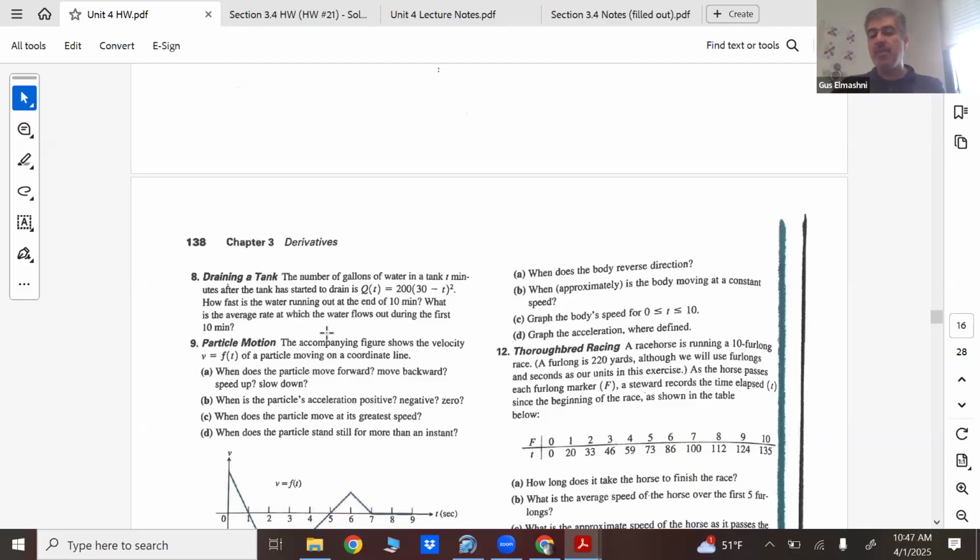But this one here, there's a quiz question kind of like this. It's not hard. If you're given the quantity, you want to find the rate. What do you do with the quantity to get the rate? You take the derivative. What's the derivative of that?